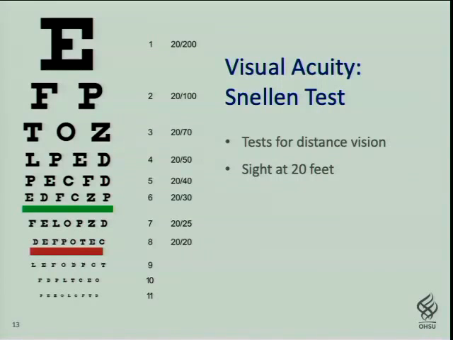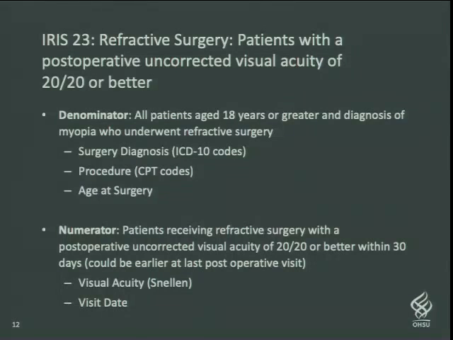So if you look back at what the measure is actually looking for, it's looking for refractive surgery. So that's things like PRK and LASIK surgeries for patients who are trying to correct their vision, their distance sight to be better without the use of a vision aid, such as contacts or glasses. And so of these patients who are trying to improve their vision, how many actually achieved a visual acuity of 20/20 or better? So how did the vision actually improve for these patients?